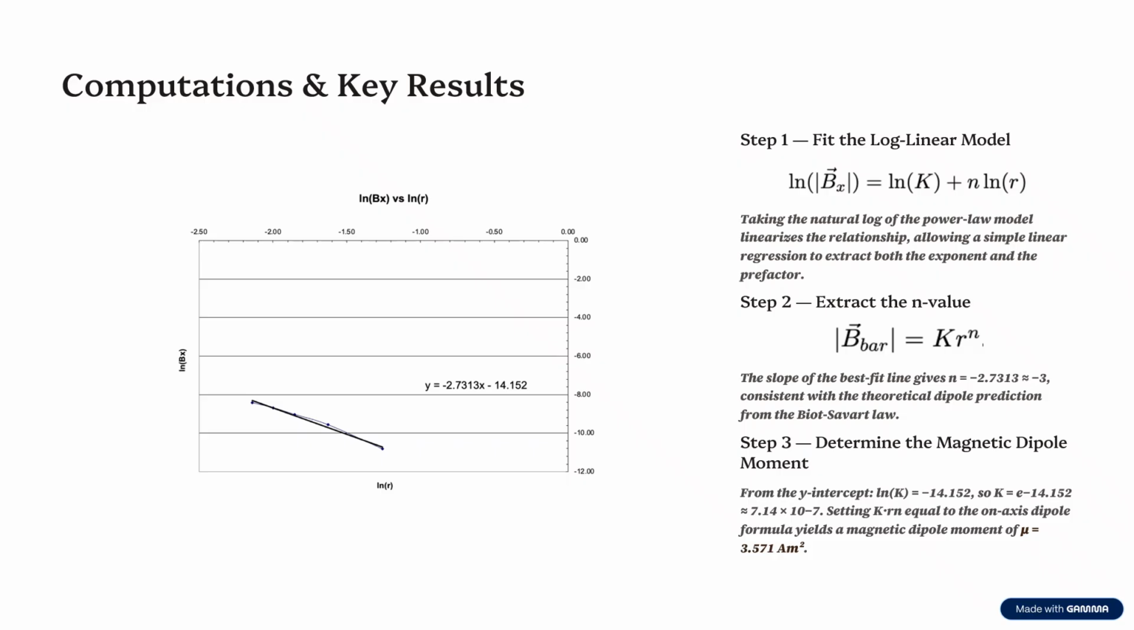Applications and key results. Step 1, fit the log-linear model. Taking the natural log of the power law model linearizes the relationship, allowing a simple linear regression to extract both the exponent and the prefactor. Step 2, extract the n value, the slope of the best fit line. It's consistent with the theoretical dipole prediction from the Biot-Savart law. Step 3, determine the magnetic dipole moment and the y-intercept. Setting k equal to the on-axis dipole formula yields a magnetic dipole moment of 3.571.